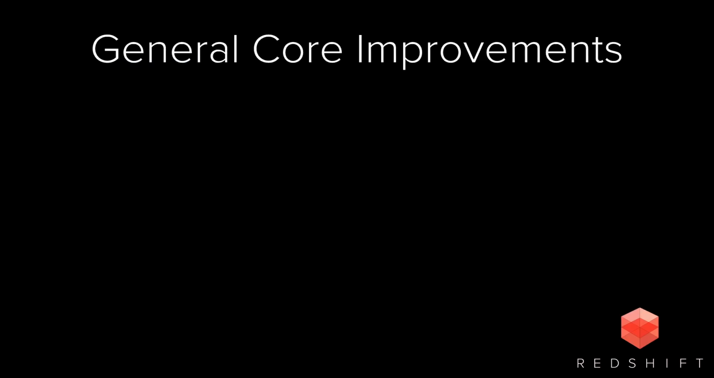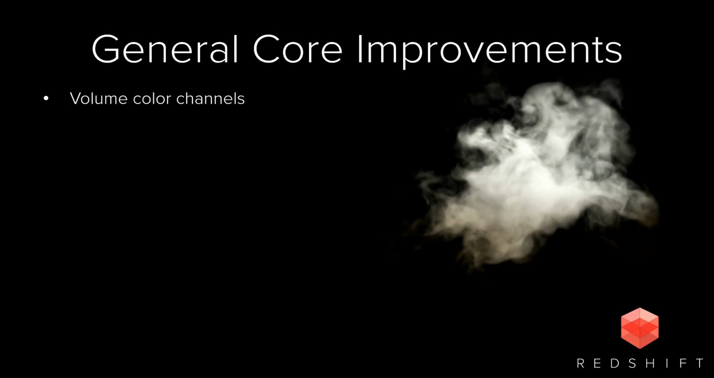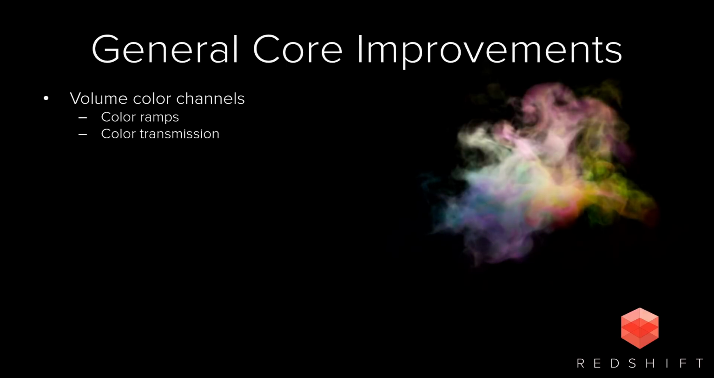All right, so since SIGGRAPH last year, there were some other general core improvements that we did to Redshift. So first off, we started work on improving the volume shader. This is for basically VDB volumes, things like that. And the first thing that we wanted to improve was add color support. So we added color channel support, like color ramps, color transmission. It makes your volumes look way more interesting. And at some point in the near future, we're going to be adding a noise feature as well, so you can have more fine detail in the noise shader in your volumes.